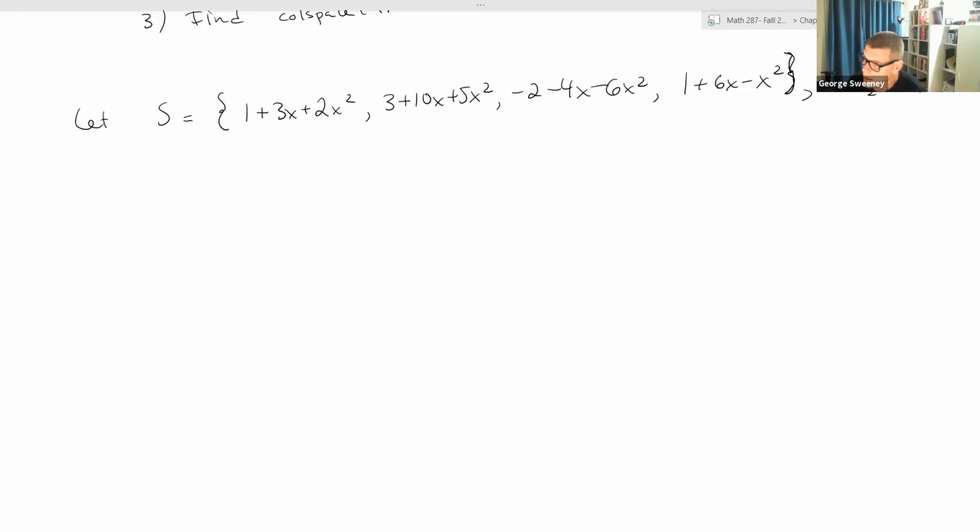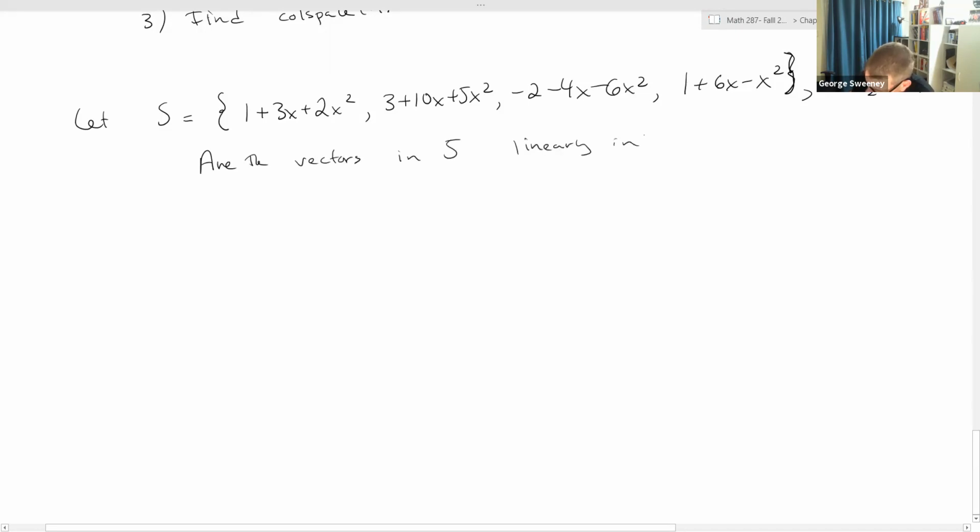So the first question is, are the vectors in S linearly independent? We're going to ask ourselves, are the vectors in S linearly independent?